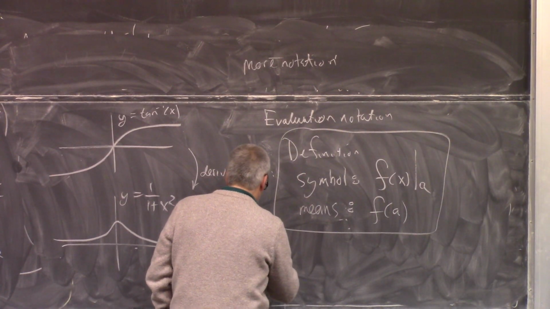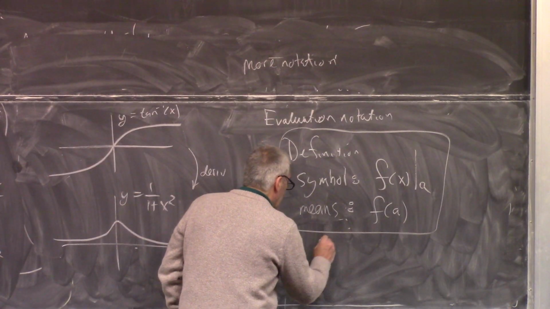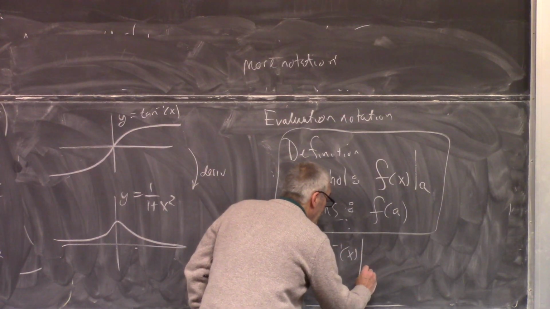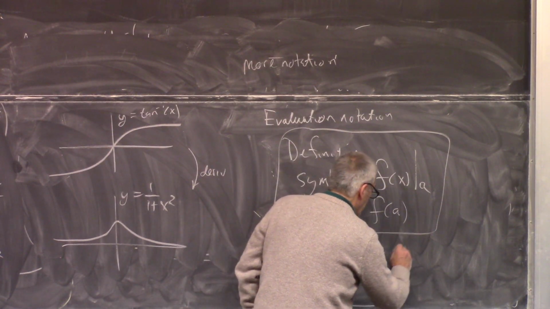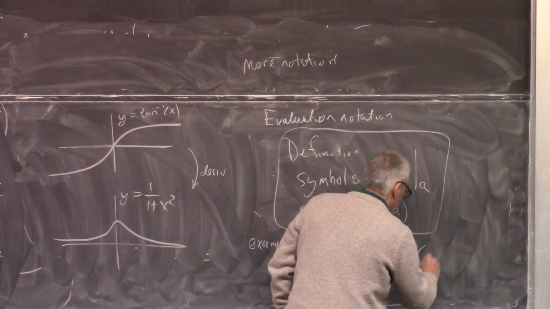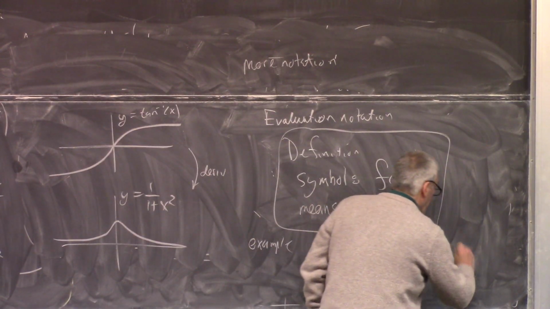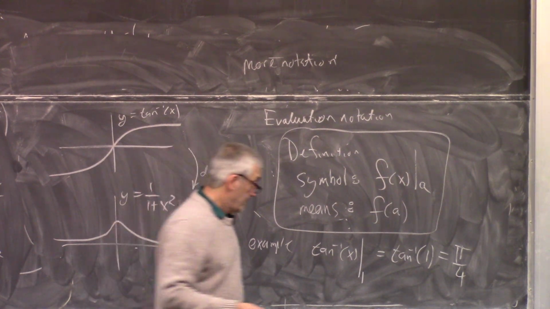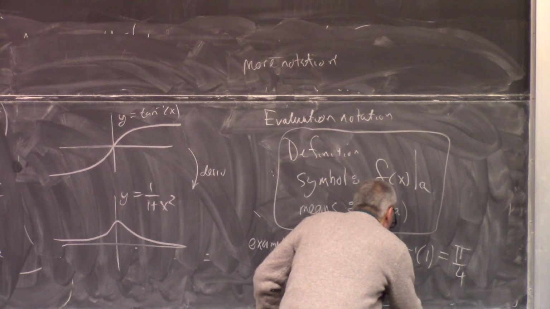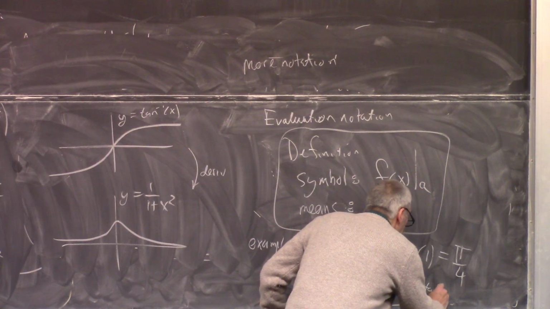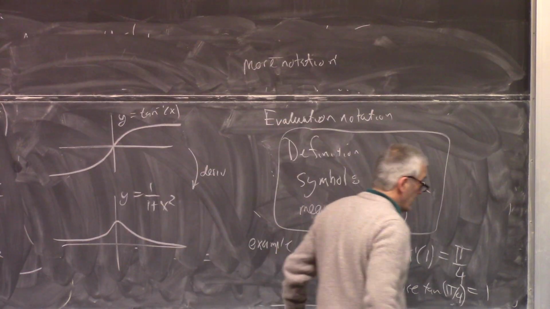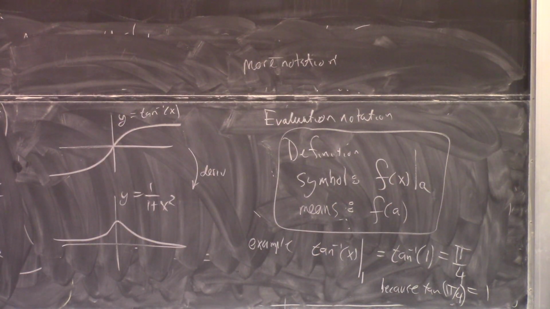So for example, tan inverse of x evaluated at 1 means tan inverse of 1, which is pi over 4. That's because tangent of pi over 4 is 1. So that's called evaluation notation. Now there's one more bit of notation that I want to introduce.